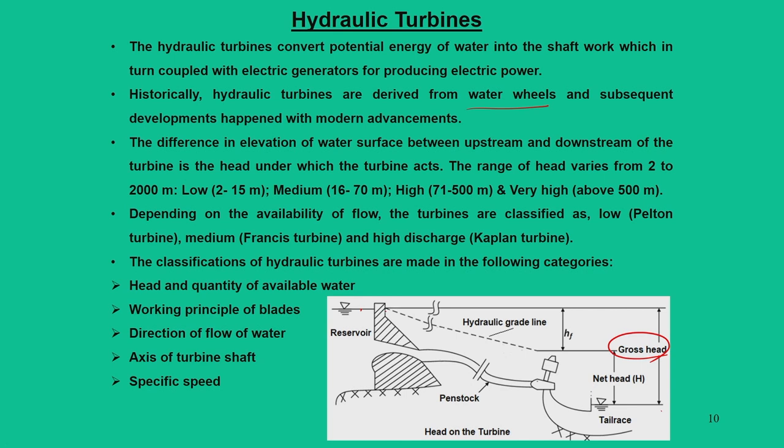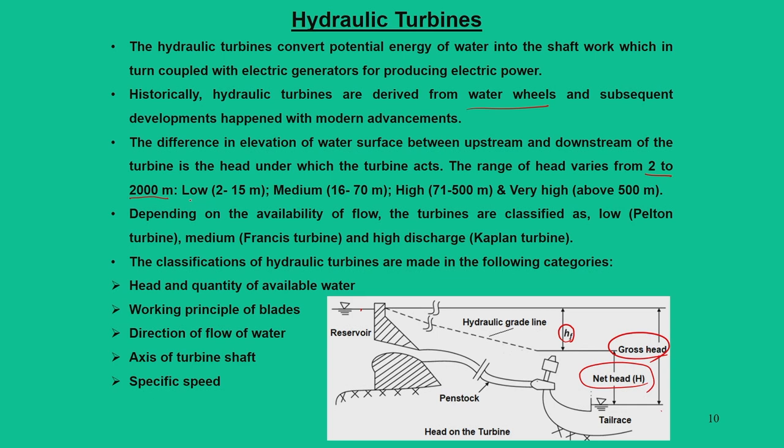Now, coming back, water comes through certain pipelines. That is the reason we call these hydraulic grade lines, in which it incurs a loss of HF. So, ultimately the net head which is available to the water is H, which is nothing but the gross head minus HF, the hydraulic loss. Under this head, the head varies in the range from 2 to 2000 meter.